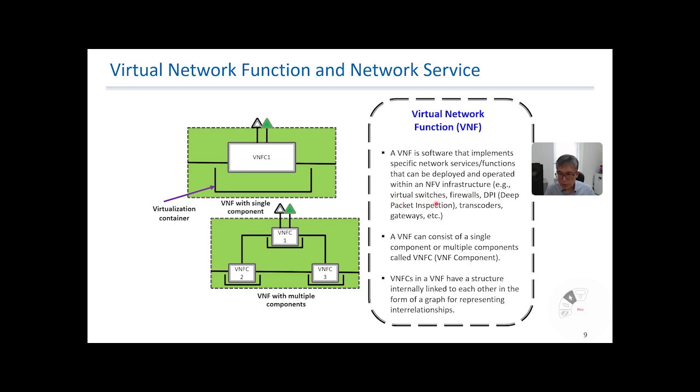Such as virtual switches, firewall, DPI, transcoder, gateways, etc. A VNF can consist of a single component, or multiple components. VNFC 1, 2, 3 can construct one VNF, okay? And then VNFCs are interconnected using internal links, linked to each other in the form of a graph using service function chaining.